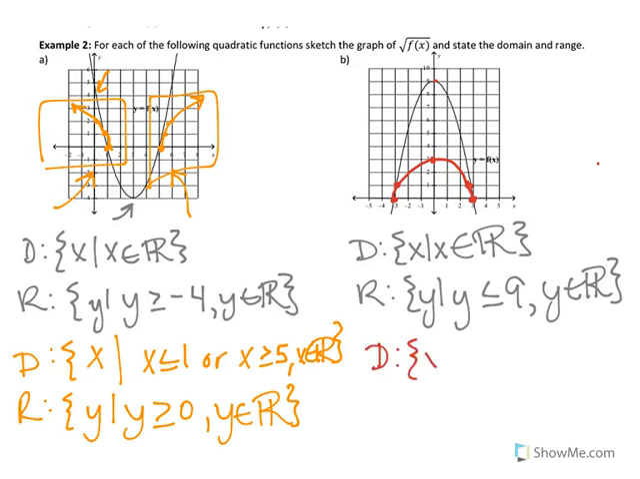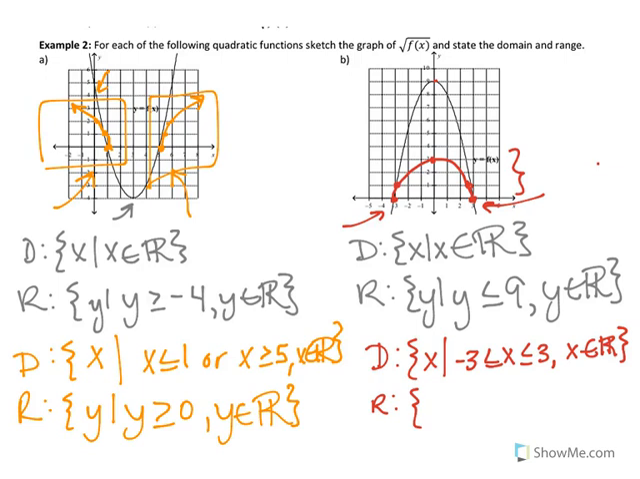So for our domain, we want to say that it's in between -3 and +3. So we'd say -3 is less than or equal to x, which is less than or equal to 3. And our range, this one has boundaries. So we want to say it's between 0 and 3. So we'd say y such that 0 is less than or equal to y, which is less than or equal to 3. And there's our domain and range for those functions.